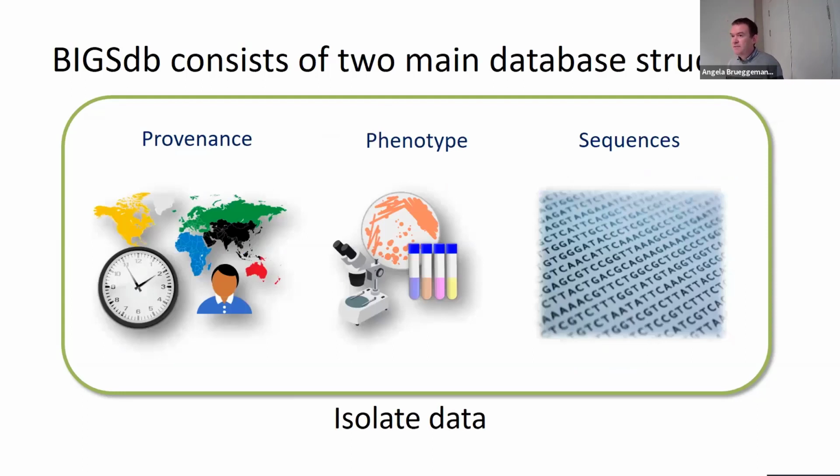The other side of it is your isolate database and your genomes. As I said already, this is provenance, so this is where it was found, the time it was found, who found it, maybe some phenotypic information, some results of biochemical tests, you might have some serogroup information, things that you could determine without actually looking at the sequence, and or the disease that particular isolate has caused. And then we have the genome sequence as well.